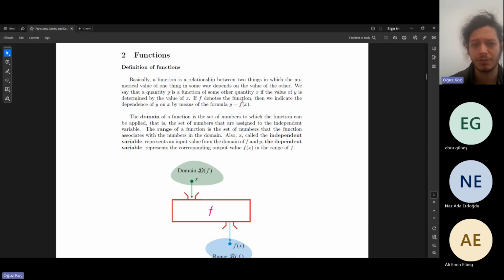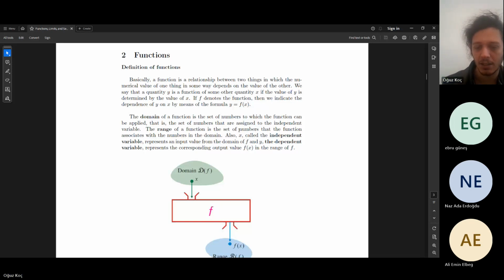If f denotes the function, then we indicate the dependence of y on x by means of the formula y equals f of x. It's actually a mapping mechanism. It maps the x values to y values by using a mechanism f here. The set of x values that we give to f is called the domain of the function. It's the set of numbers to which the function can be applied, that is, the set of numbers that are assigned to the independent variable.